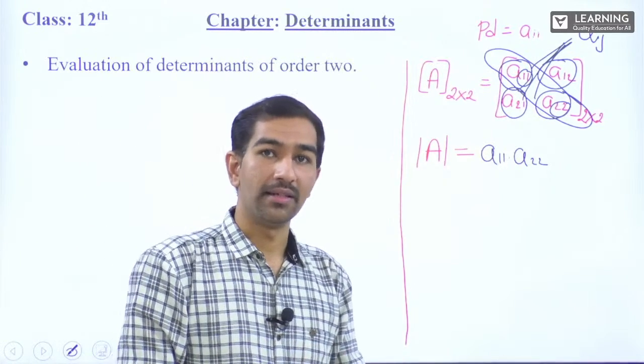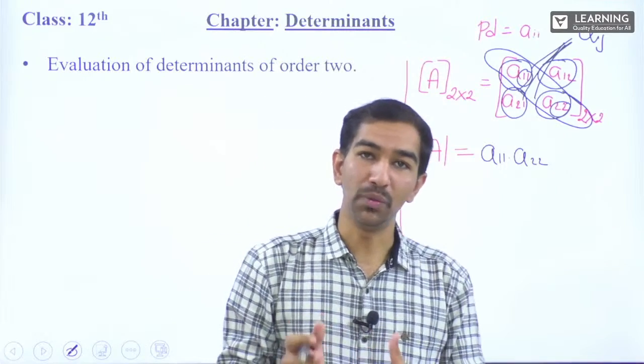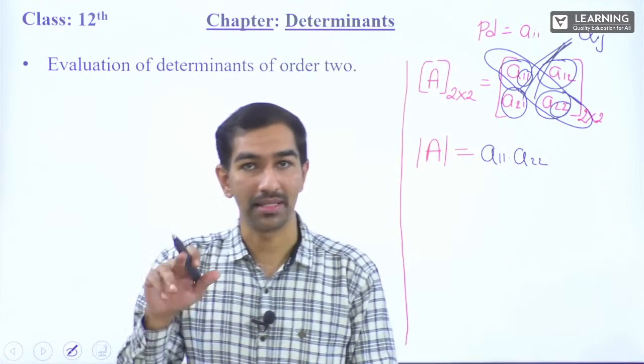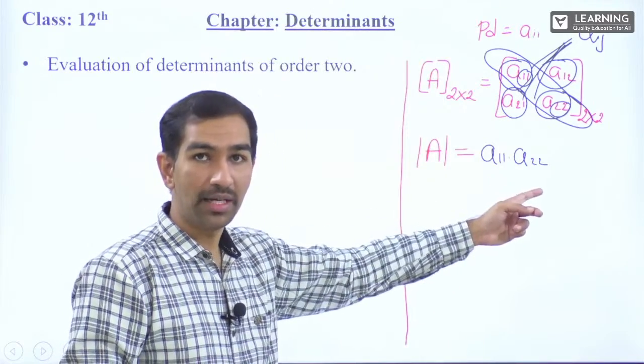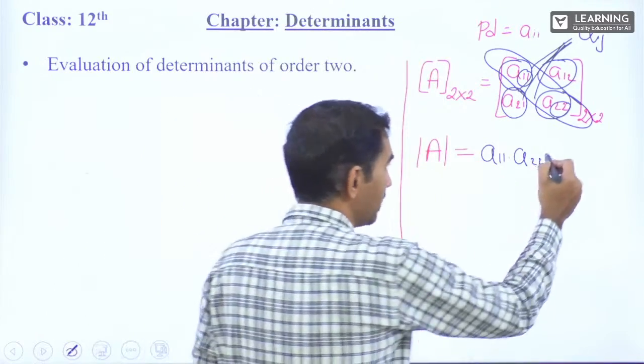In matrices, the default sign between the elements will be plus. But in determinants, for example a11 dot a22, the default sign will be negative.